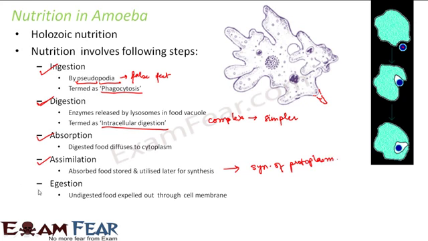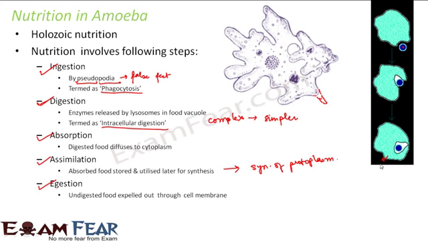And the last one is egestion. Undigested food is expelled out through the cell membrane. Let us suppose this blue colored object is the food. Whatever is digested is fine, it will be in the cytoplasm and then it will be assimilated. But the remaining undigested part will be excreted out through the cell membrane. How? The cell membrane will get ruptured and then the undigested food will come out, and the cell membrane will soon get repaired as well.